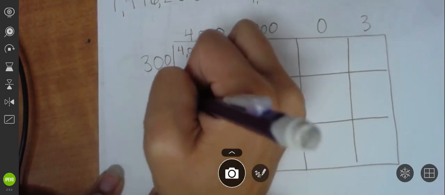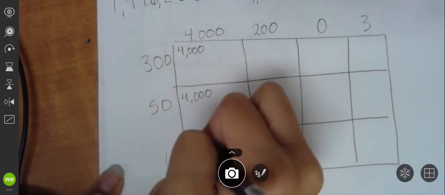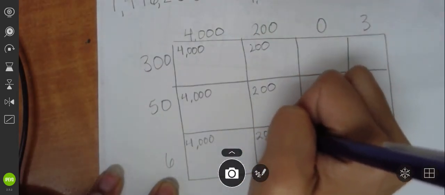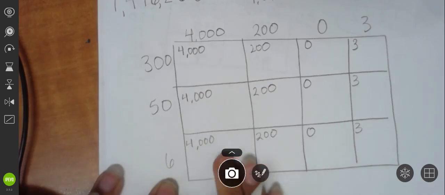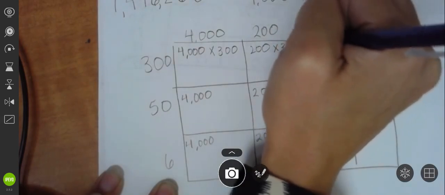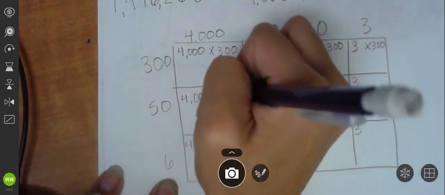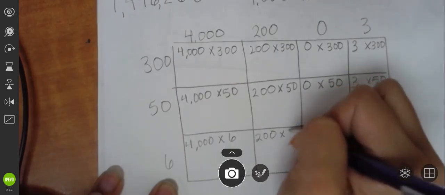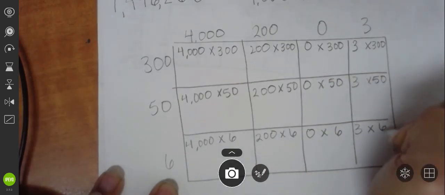Again, we're going to come straight down. 4,000, 200, 0, and 3. Now coming straight across, times 300 for the first row. Then times 50, and times 6, across each row.